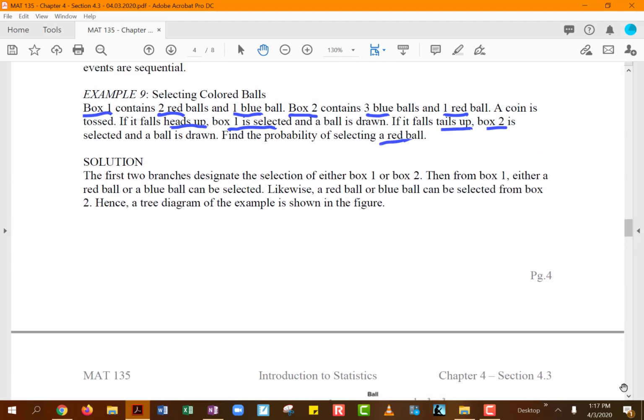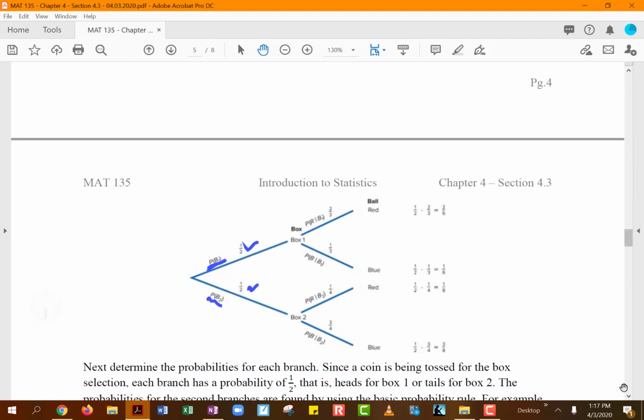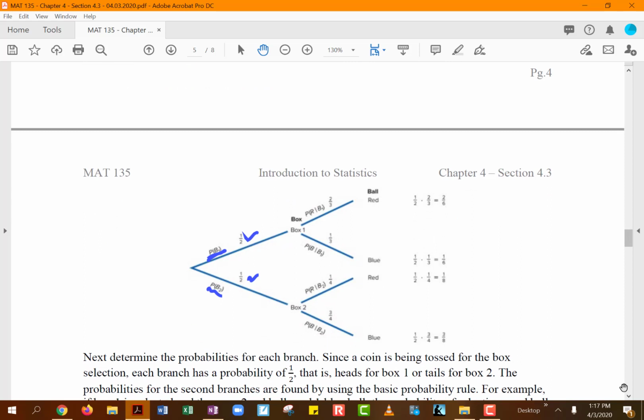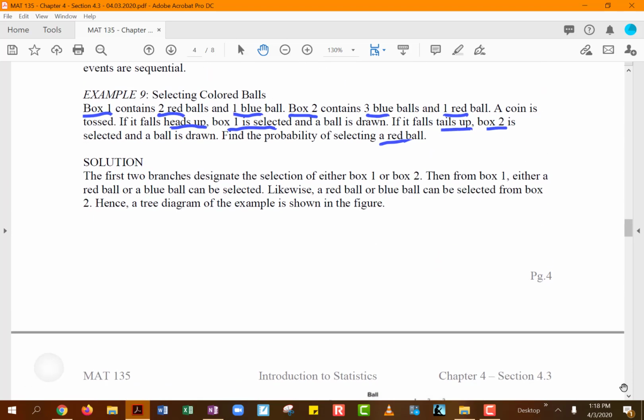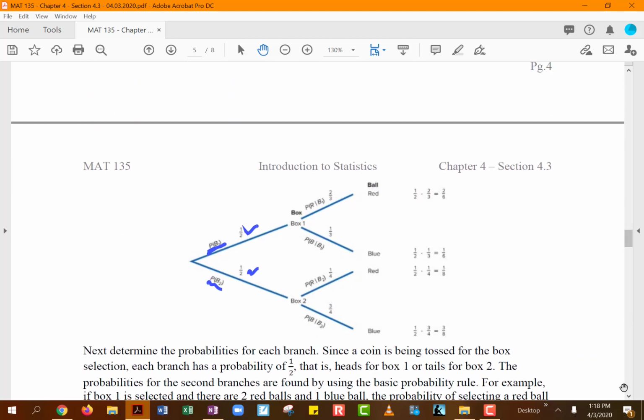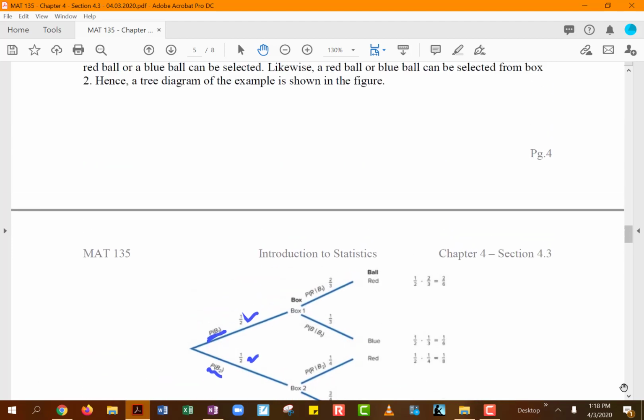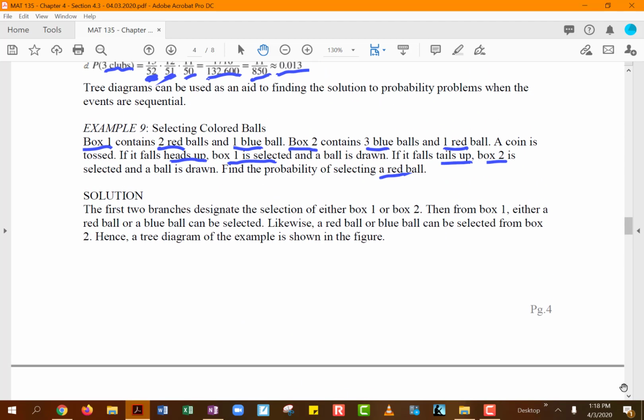Okay, and then they're saying from box 1, either a red or a blue ball can be selected. So this is us now going into box 1, and let me go back here. There were 2 red and 1 blue. So that's a total of 3 balls, right? So box 1 has a total of 3 balls, and box 2 has 3 blue and 1 red. So box 2 has a total of 4 balls, right?